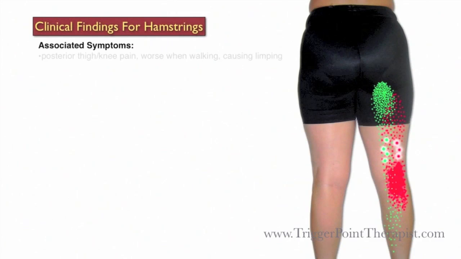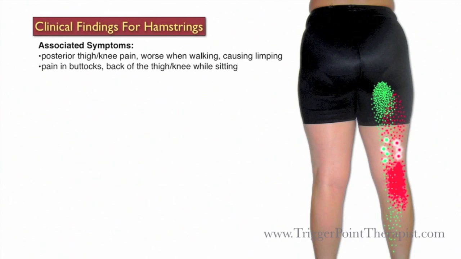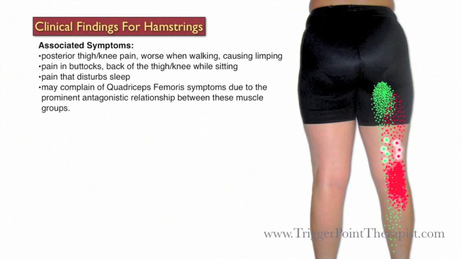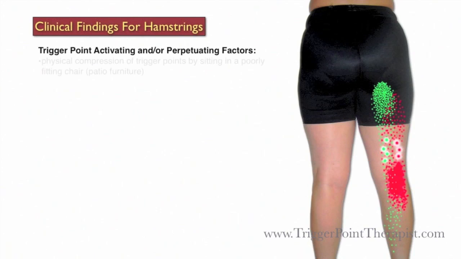Clinical findings for the hamstring trigger points. Clients with active trigger points in the hamstring muscle group will typically complain of pain in the posterior thigh and knee that gets worse when walking and could cause a limp. They may also complain of pain in the buttocks, in the back of the thigh and the knee while they're sitting. The pain usually disturbs their sleep, and sometimes they can complain of quadriceps femoris symptoms like knee pain and upper thigh pain due to the prominent antagonistic relationship between these muscle groups.